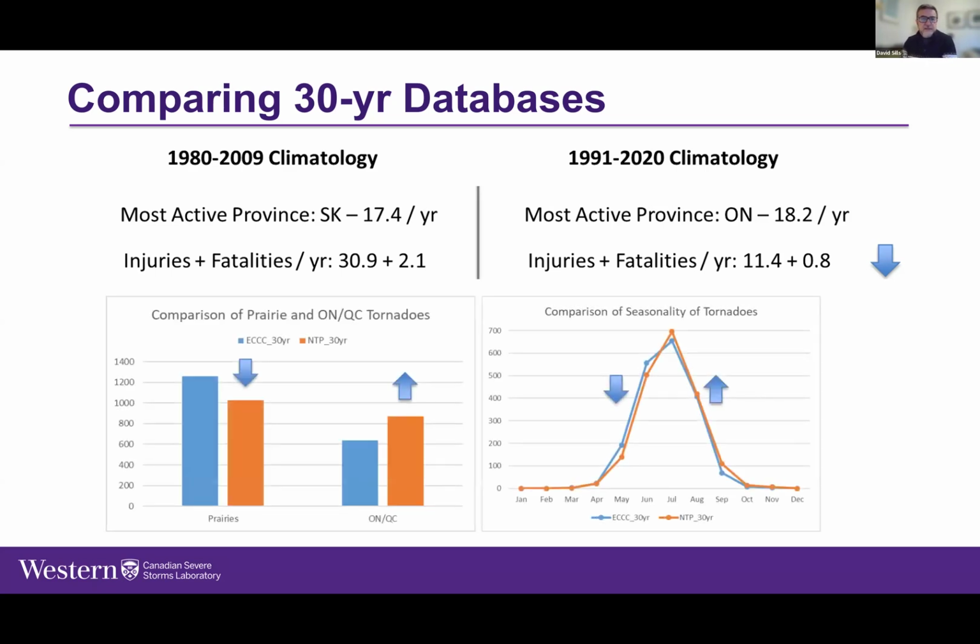And looking at the prairies versus Ontario and Quebec, definitely see that in the first climatology, that 30-year one in blue, the number is going down on the prairies. The orange, which is the new climatology, in Ontario, Quebec, it's going up. There is a bit of change of seasonality too. In the new climatology, things are occurring just a bit later in the year. That's something we've certainly seen in Southern Ontario.